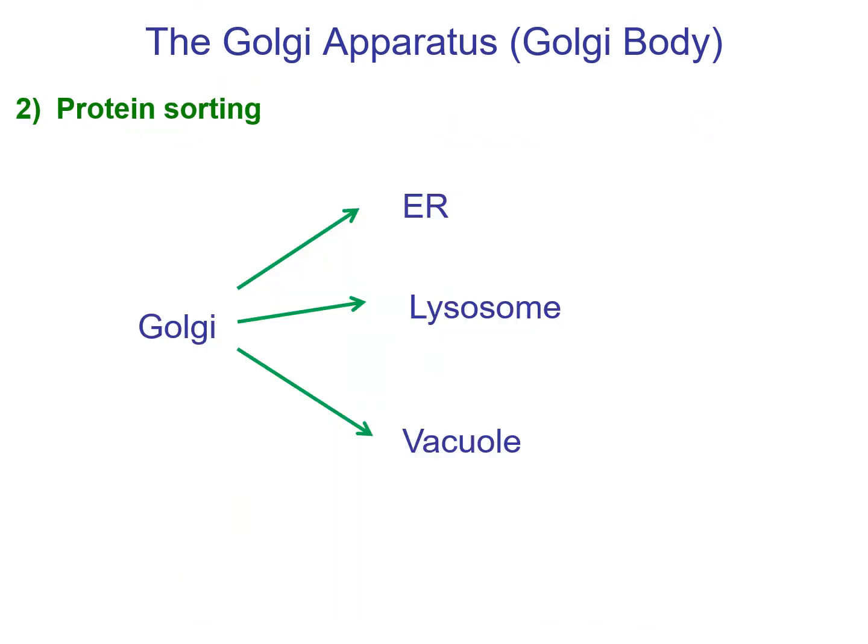Again, these modified proteins could end up in several different places. They're quite often enzymes, and the enzymes could work in many of the compartments within the cell. So they could go back to the ER, they could go to a lysosome, or perhaps it's something that will be stored in a vacuole.